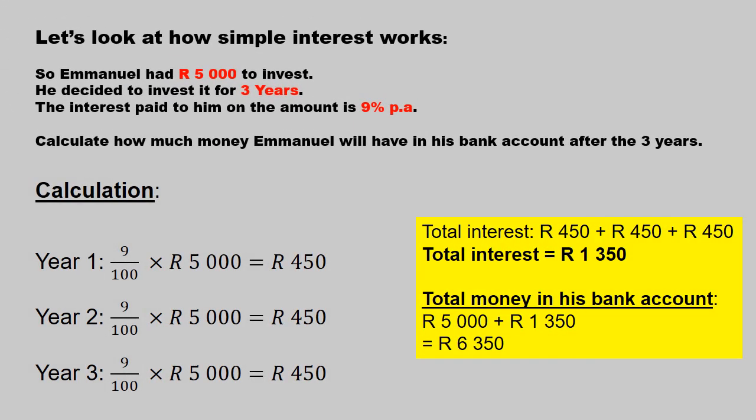Okay, so the total money in his bank account is the initial 5,000 rand plus the 1,350 interest, which gives him a total of 6,350. Yoh, Emmanuel, you are a rich boy.